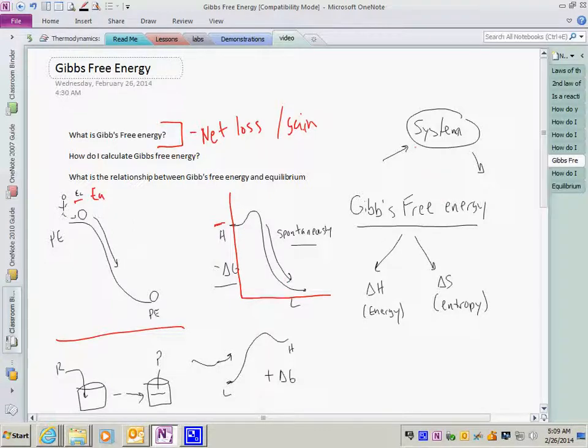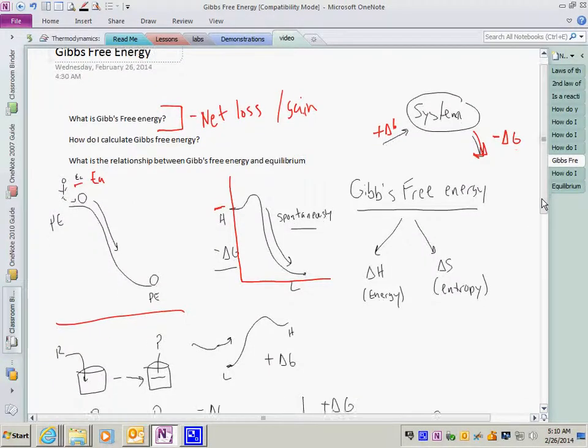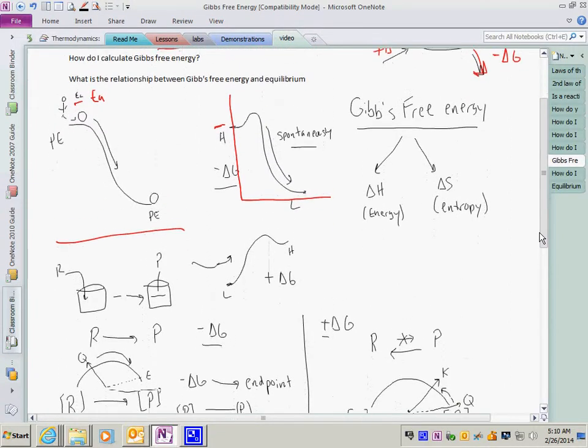So if your system is going to be losing energy, it would have a net loss of energy, therefore delta G is negative. And if your system needs to gain energy in order to run, it would be overall positive delta G. Gibbs free energy contains two items: one would be your delta H energy and your delta S energy. And we'll show some mathematics of that in a little bit.